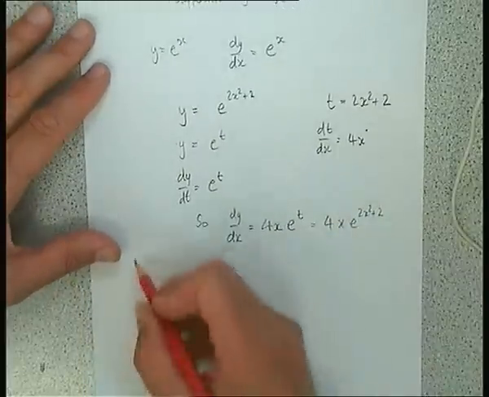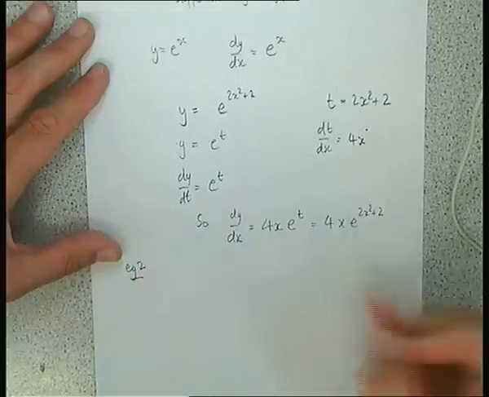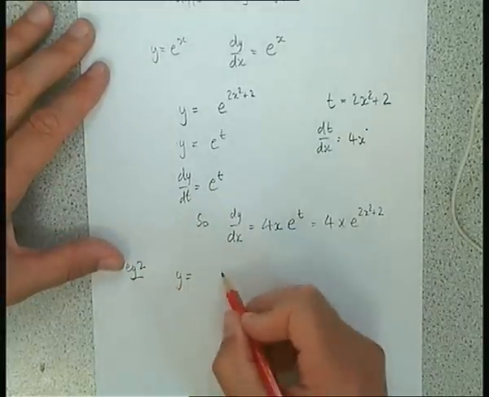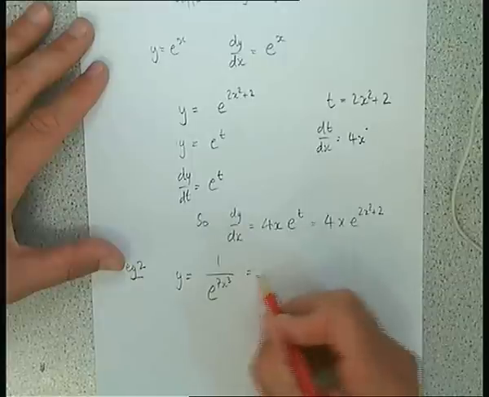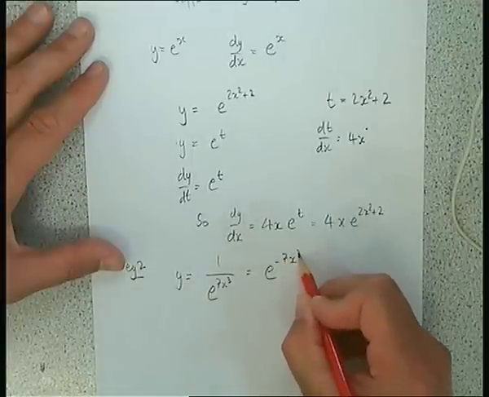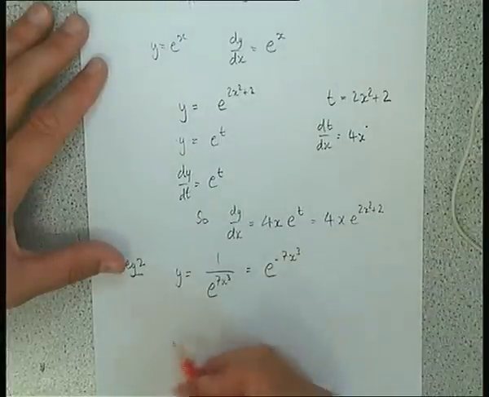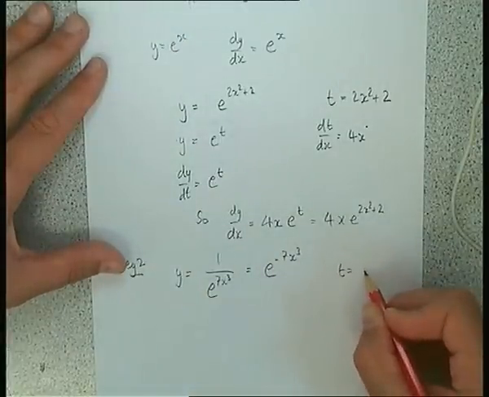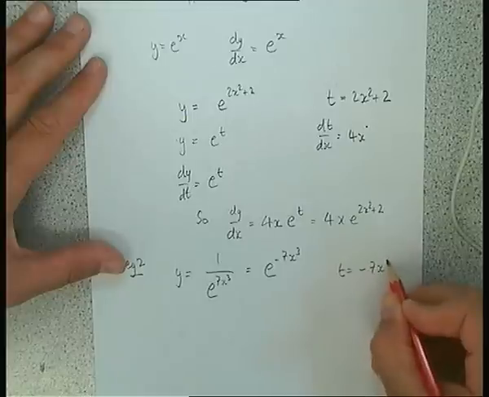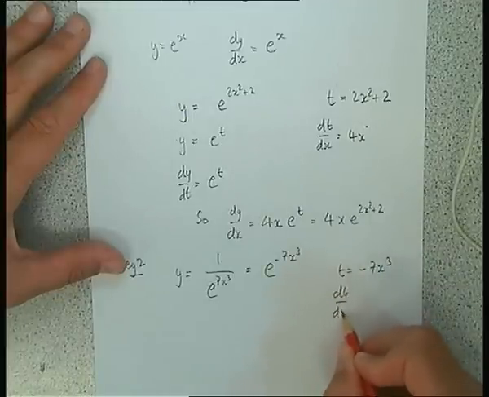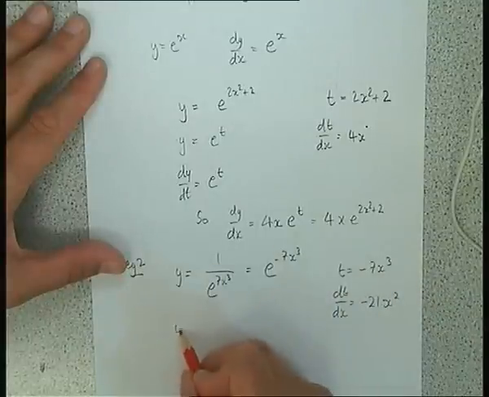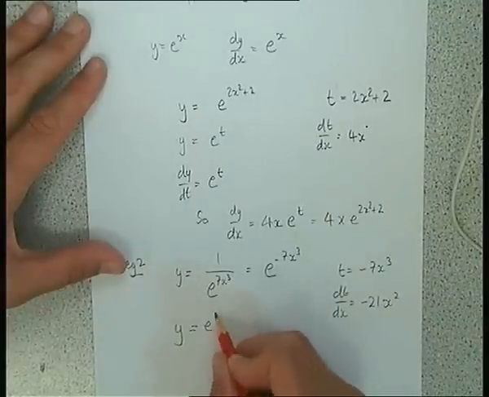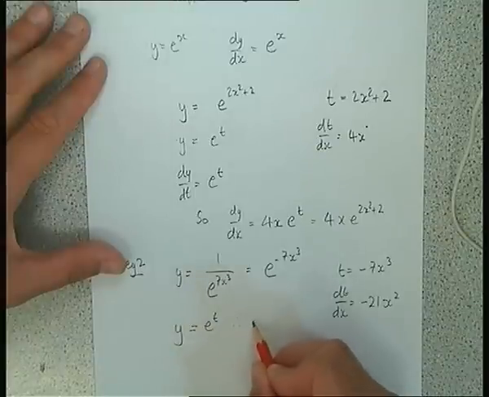I'll do one more example. So here we have y is equal to 1 over e to the 7x cubed. Now that is e to minus 7x cubed. Remember our power rules. And I can do the same here. t is equal to minus 7x cubed. dt by dx is minus 21x squared. Here y will become e to the t. Therefore, dy by dt equals e to the t.